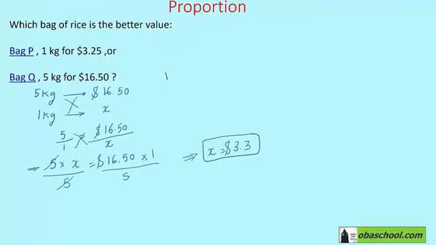$3.30. So our best buy for 1 kilogram is bag P, since it costs $3.25 while bag Q costs $3.30 for 1 kilogram.